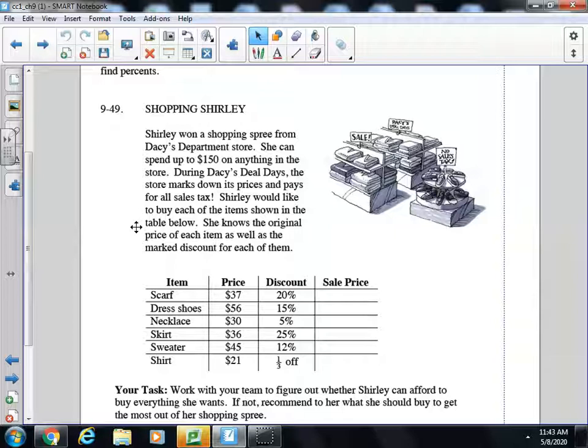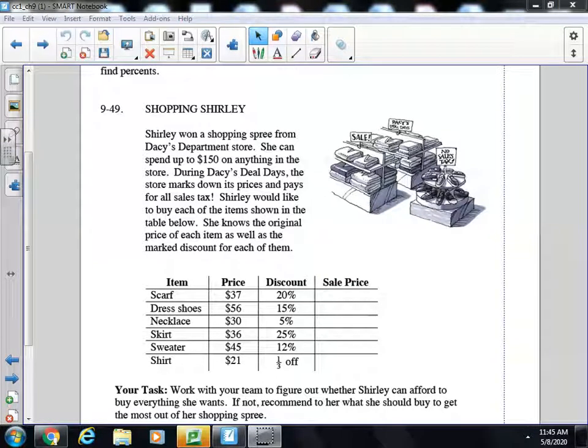She knows the original price of each item as well as the marked discount for each of them. So she wants to buy a scarf, dress shoes, a necklace, skirt, sweater, and a shirt. Here's the normal or the original price, and here's the discount during the Daisy's deal days. So go ahead and pause the video and copy down this table into your notes for the day, and then Miss Lanza and I are going to talk to you guys about a couple different strategies you can use to find the sale price.